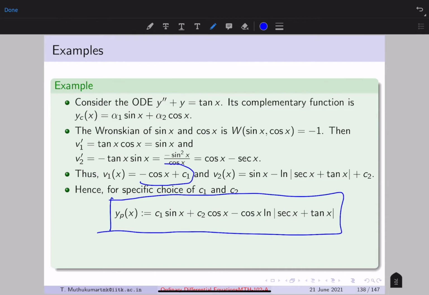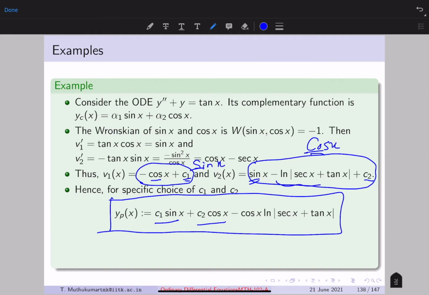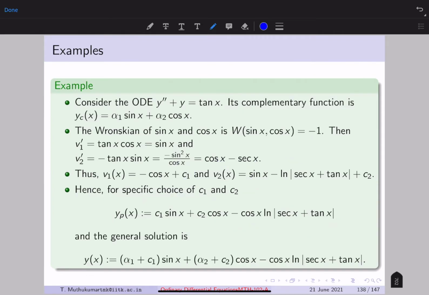v1, which is this, multiplied by sin x will give you one term, sin x times minus cos x, and v2, which is this, is multiplied by cos x. You see the first term here cancels with the first term here. The second term here is here, okay, and this is here, and what you have here is precisely this. Okay, so this is your particular integral. So your general solution is just the sum of the complementary function and the particular integral. So this is your solution. Okay, so we were able to solve this using the method of variation of parameters.